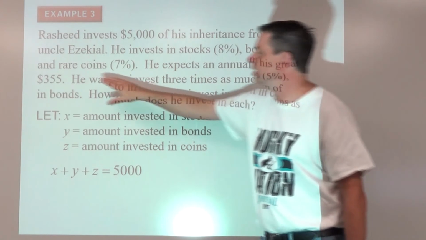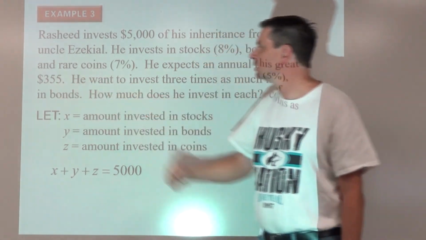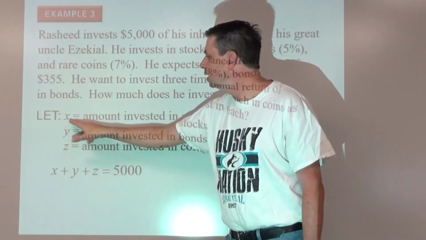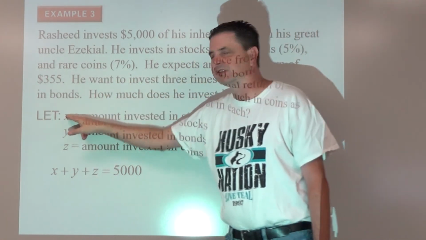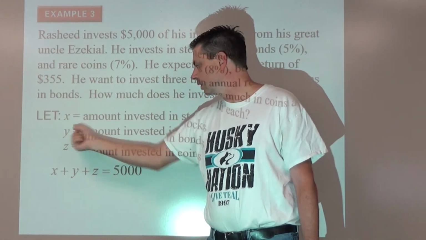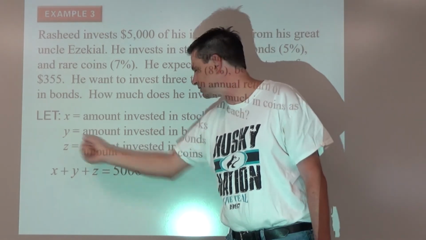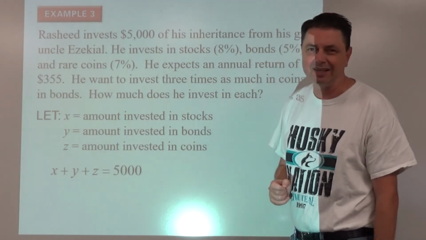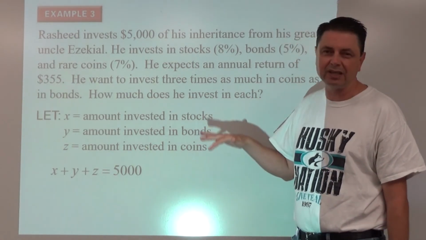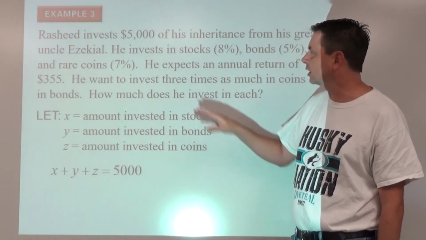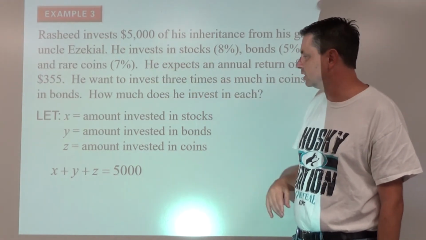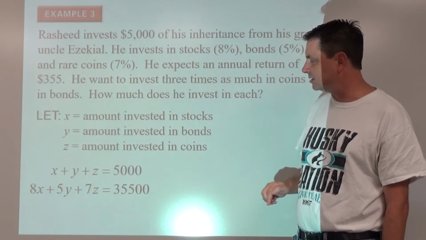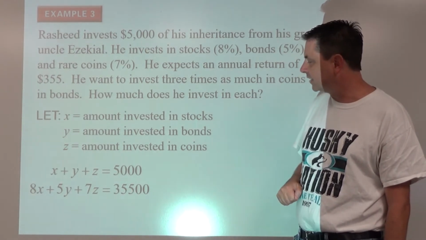We also have an interest equation. So the amount of interest from stocks, which would be 0.08 times x, plus the amount from bonds, plus the amount from coins is going to be 355. Once again, I'm going to decimal bust that, multiply everything by 100 so that we can eliminate the decimals here. So 8x plus 5y plus 7z is equal to 35,500.